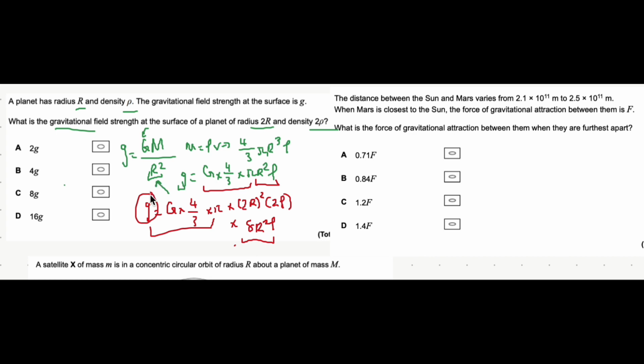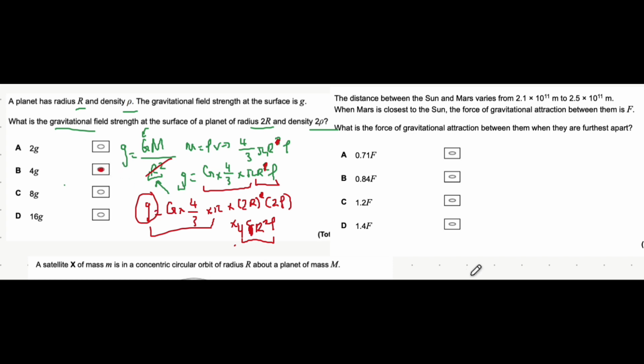I'm just going to double check to make sure I've done this all correctly. So 4 over 3 times pi r cubed rho. Oh, no wonder why. I thought something looked a little bit dodgy. When you substitute in r cubed into the top and you divide by r squared, it actually cancels out to give you just a power of r. So it should be r to the power of 1. Sorry about that. So this should be 2r to the power of 1 multiplied by 2 rho, which is then 4 times as large. I did this question beforehand and I got that it is 4 times as large. And so g will be 4g for this specific question.